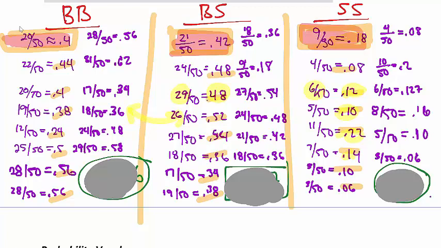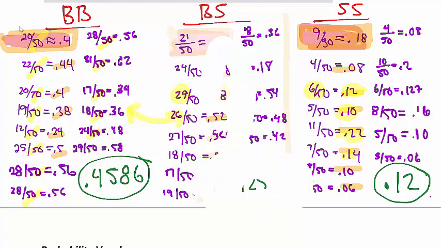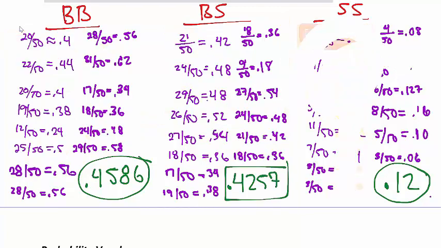What I did was combine all of them: 13 groups of 50 rolls. Out of all of those rolls, I refigured the results, and it turned out to be about 46% of the time you'd get back-back, 42.5% you'd get back-side, and about 12% of the time you would get side-side. This is an experimental probability. The more I can do this, the closer these will get to the true values. It's a long-run thing.